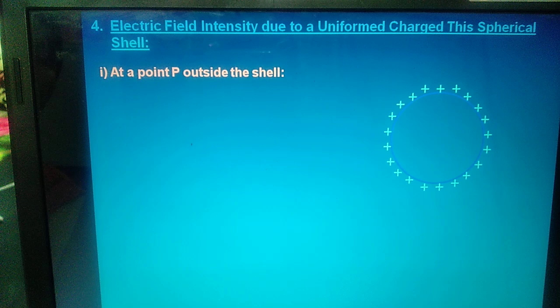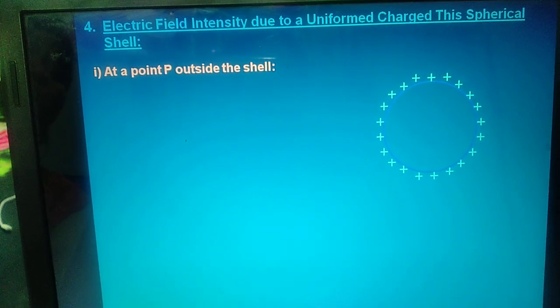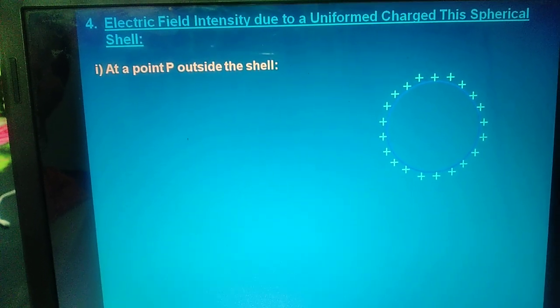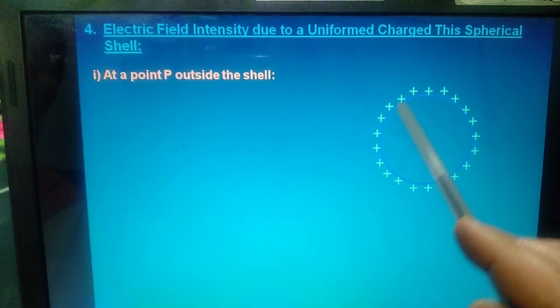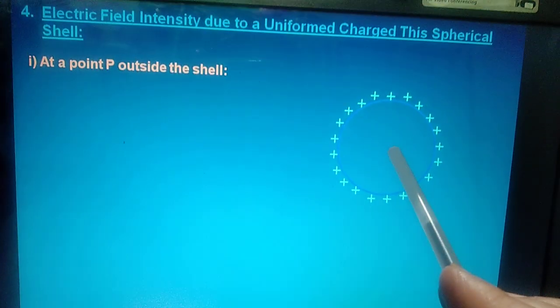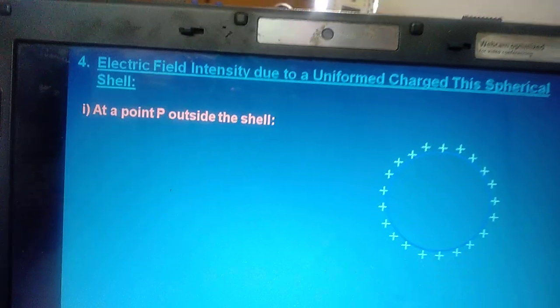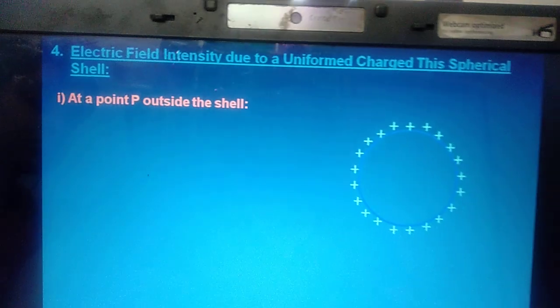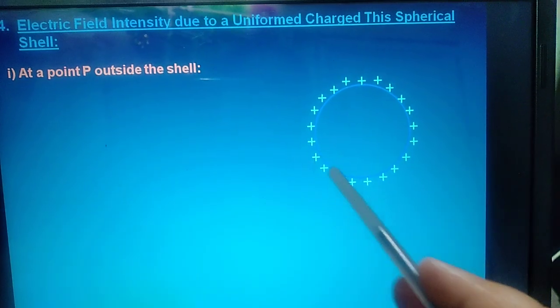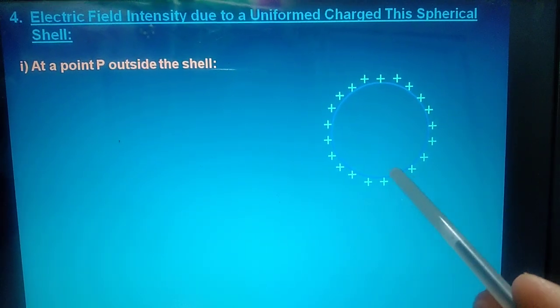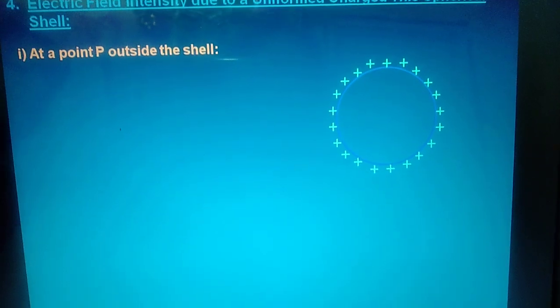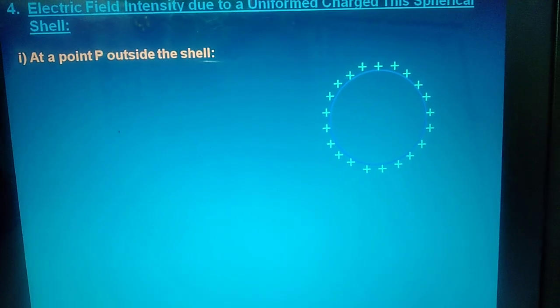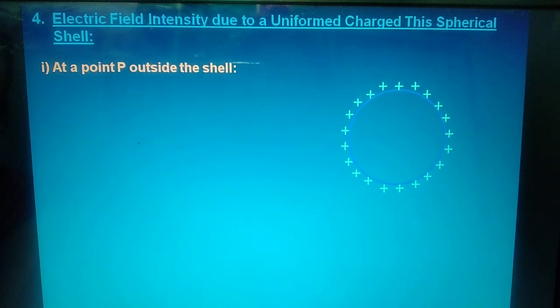This is a sphere. Sphere means what? That is not a circle, it is your tennis ball. Imagine your tennis ball, and inside the tennis ball, it is hollow. The charge is distributed uniformly on this sphere, right? This is called a thin spherical shell.